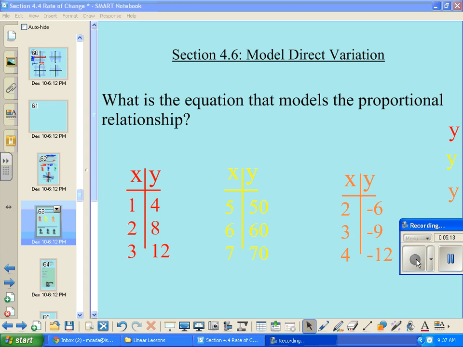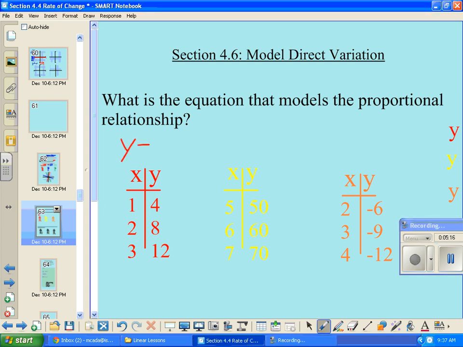Some problems might ask you to make the equation. If they give you a table, what's the equation that models this proportional relationship? Well, I would just look for some kind of pattern, and the pattern should be that every time I take x and multiply by some number, I get y. If I look at this first table here, the red one, 1 times something has got to give me 4, 2 times something's got to give me 8, 3 times something's got to give me 12. It's got to be the same number every time. In this case, if I look at the first one, it's got to be 4, right? And that works, and for all the other ones, that also works. Anytime I take x and multiply by 4, I get whatever y is. So that's my equation: y equals 4x, or 4 times x.